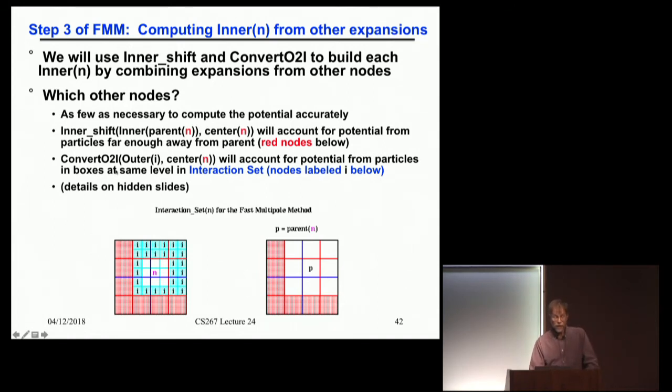And then I have to do another one, which I'm calling convert outer to inner. So I'm going to take the outer expansion of each one of these guys. So remember, what's an outer expansion? It says, what's the force if you're far enough away, if you're not nearest neighbors? N is not a nearest neighbor. So I'm going to take that outer expansion of all the particles inside there and convert it to an inner expansion around N. So that it's only valid inside N. Again, just a bunch of algebra converting one Taylor expansion to another. So these are just going to be subroutine calls, inner shift and convert outer to inner on the next slide.